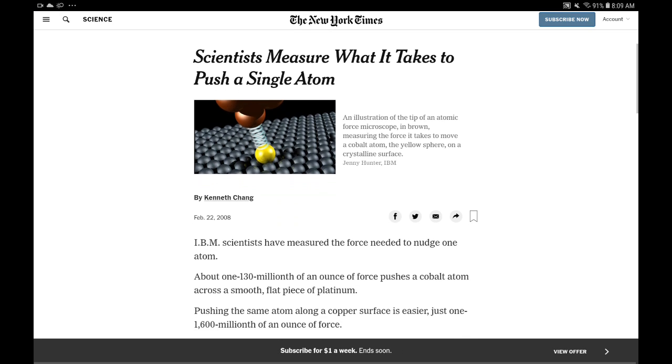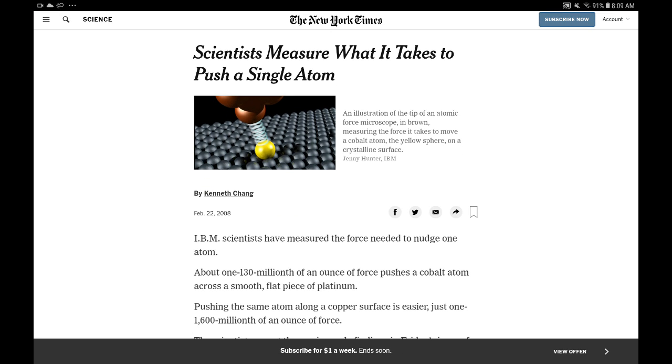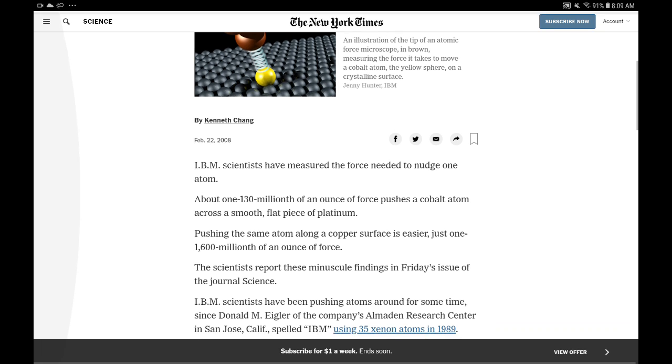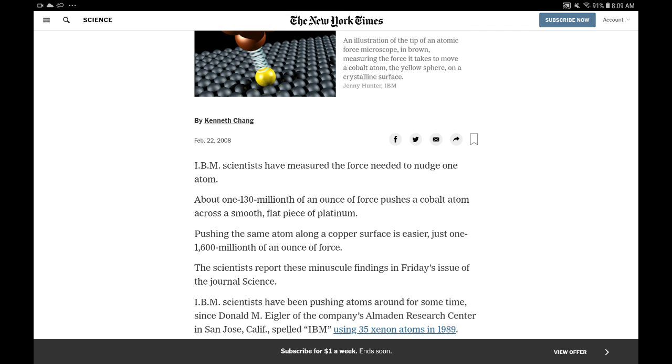Found this article in the New York Times about scientists measuring the forces that are involved to push a single atom across a surface. And in this article, they talk about how different atoms being pushed across the surface of platinum require different forces. So, for example, to push a cobalt atom across a smooth, flat piece of platinum, the force is 1/130 millionth of an ounce. And to push a copper atom is a little bit easier.